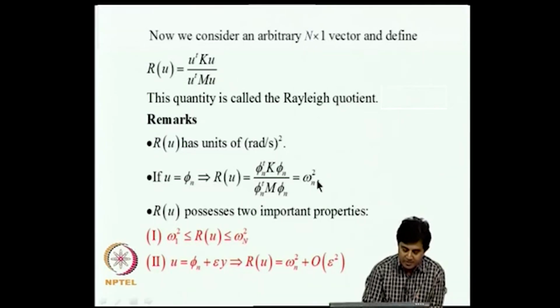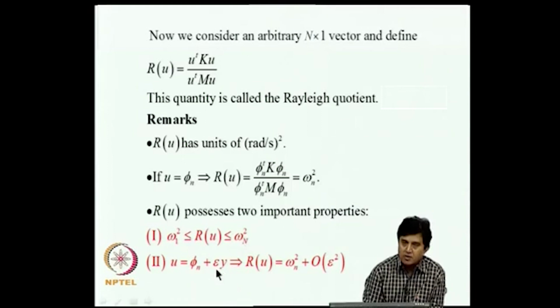This quantity has two important properties, namely this is bounded between the first eigenvalue and the last eigenvalue, and also the second property says if u is in the neighborhood of phi n, if u is phi n plus epsilon y, where y is a vector which is a perturbation, R of u will be in the neighborhood of omega n square, but this correction is order epsilon square. The error in the vector u, I mean the departure from the true eigenvector, if it is order epsilon, the error in the eigenvalue will be of the order epsilon square. So, this helps us to evaluate the eigenvalues in an approximate manner by making guesses on the eigenvector.